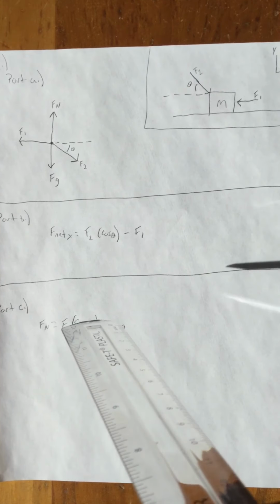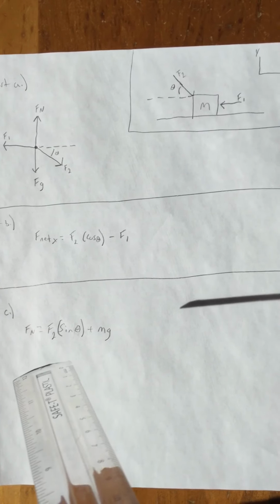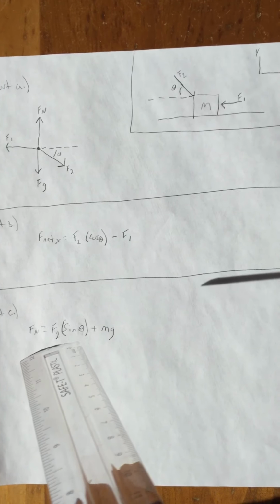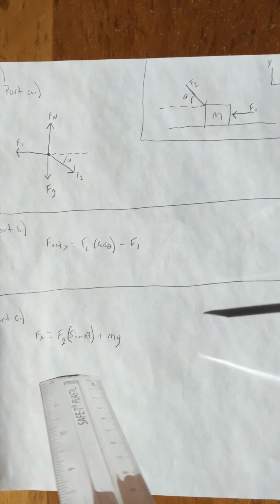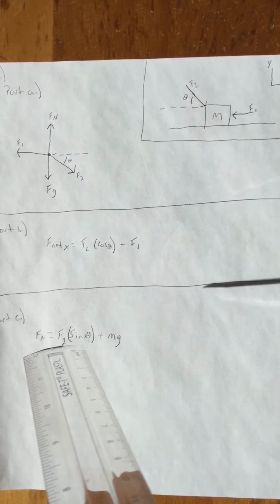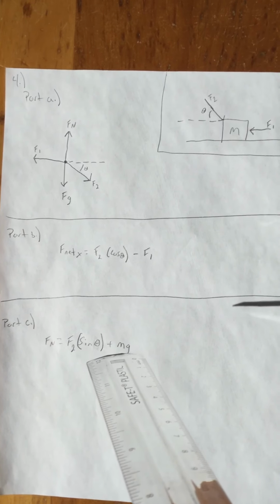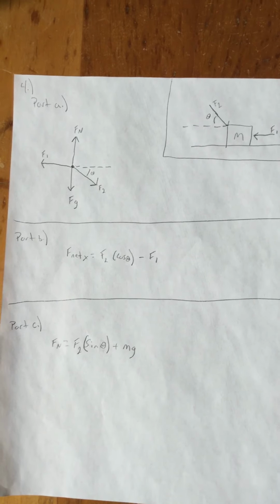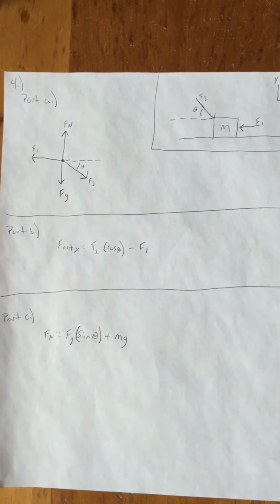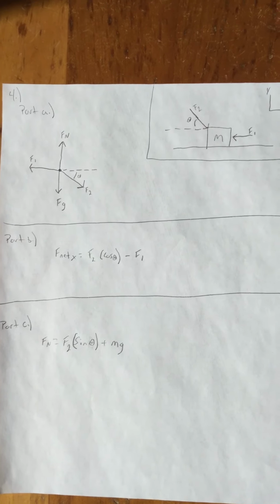So when you look at it, you're going to have the F2 force, and it's going to be multiplied by sine theta this time. And then you're going to add the mass and the gravity together of the block, and that'll give you the total force whenever the force of F2 is applied.